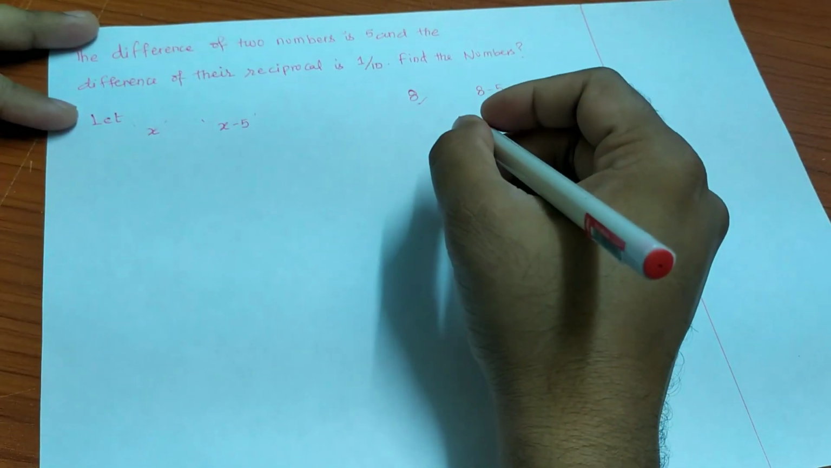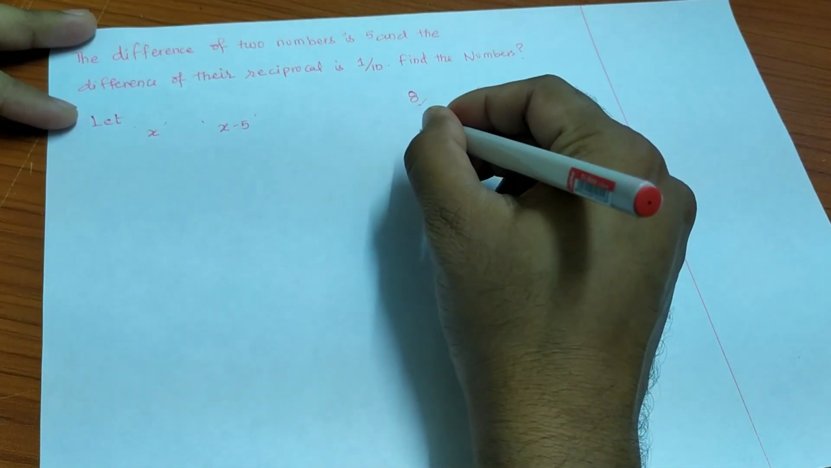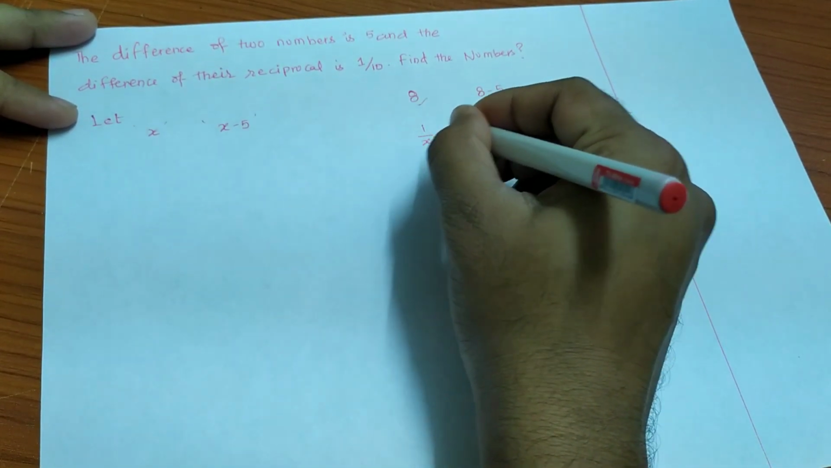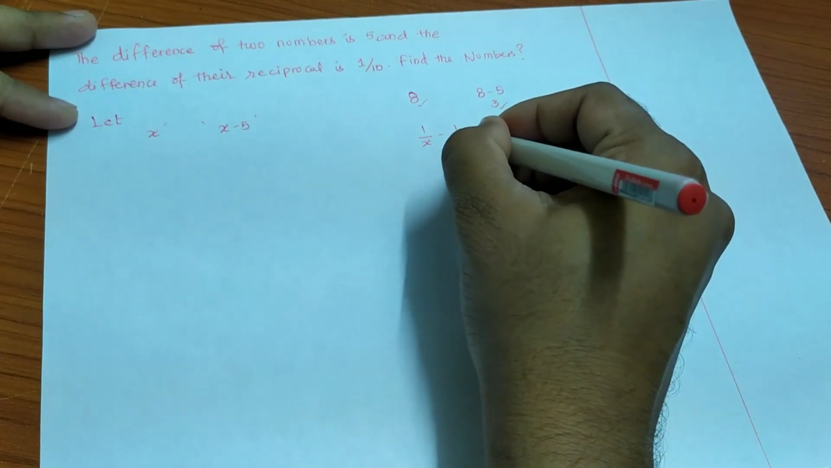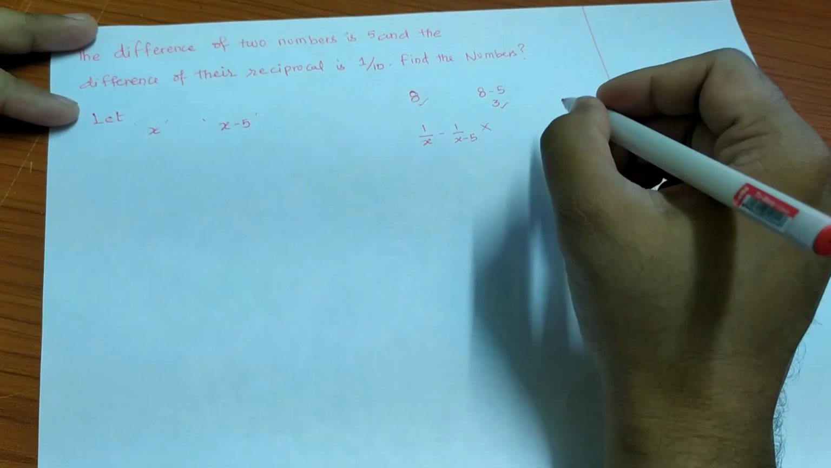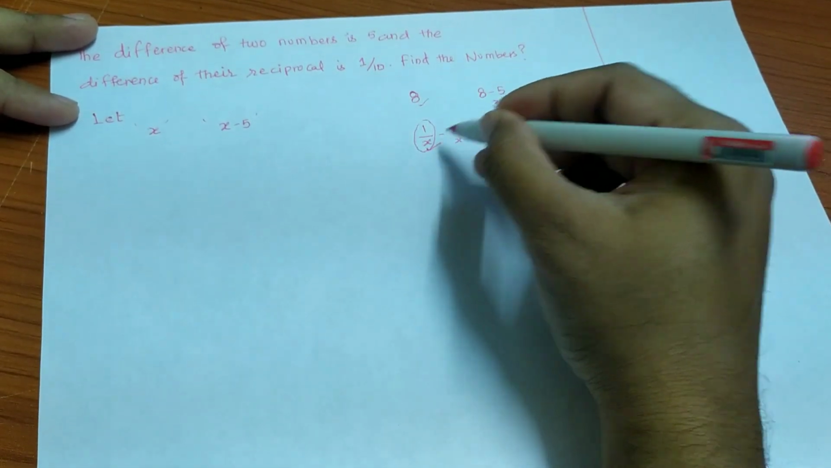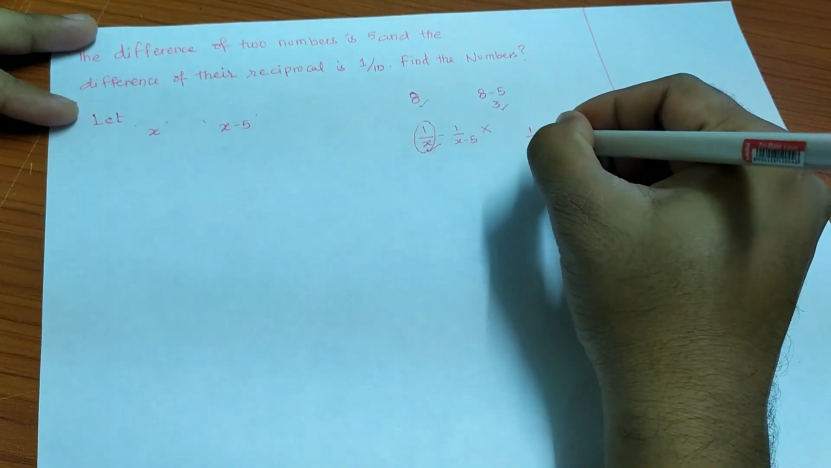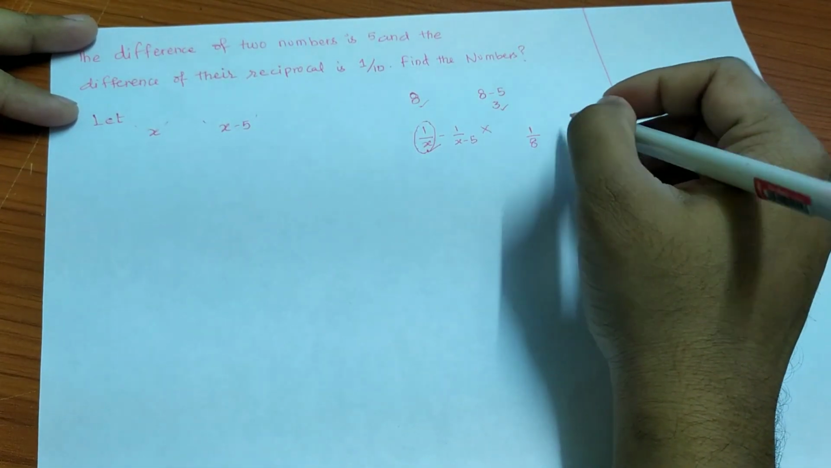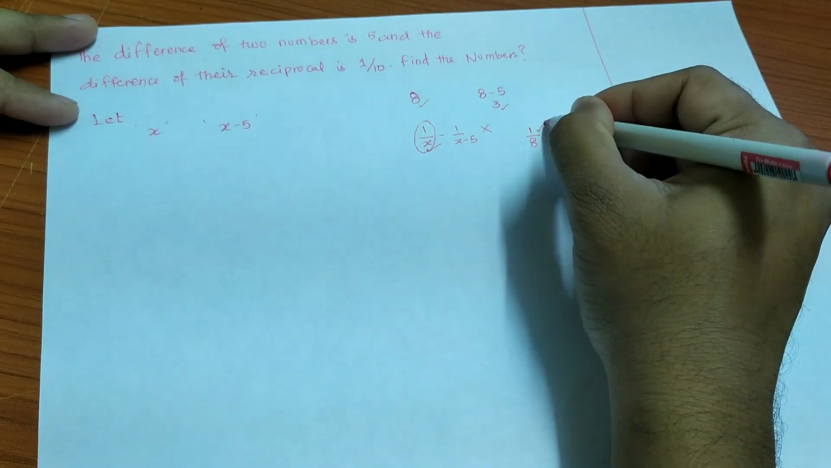Now the difference of the reciprocals is 1 by 10. So we should not write 1 by x minus 1 by x minus 5. This is wrong. Basically the students used to make this mistake. So what is the reason here? 1 by x, the x will have the bigger value, right? 1 by 8 will have a big value. So 1 by 8 will give you the small value.